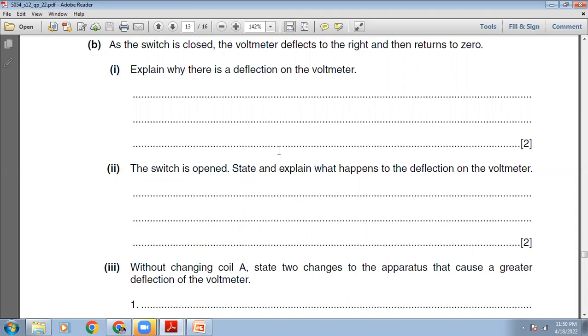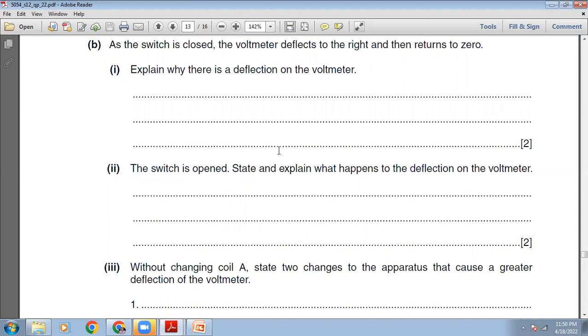So why will this happen? Because when the switch is closed, the magnetic flux passing through the coil B is produced by the electromagnet of the coil A. So when you switch off the current, the coil A will no longer be an electromagnet, and so there will be no more magnetic flux passing through the coil B.